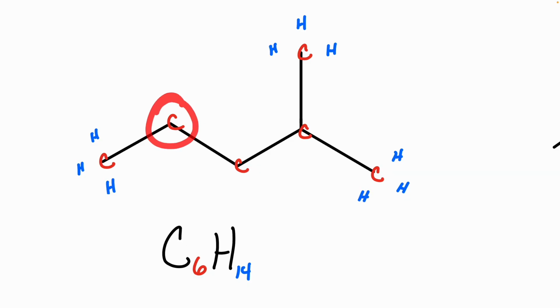This carbon right here has these 2 bonds explicitly represented. That means it needs 2 hydrogens to complete its octet. And then lastly, this one in the middle needs how many? Just 1. So that's how we get to our 14 hydrogens.